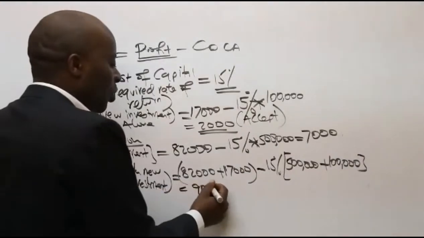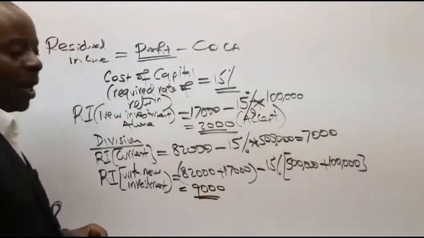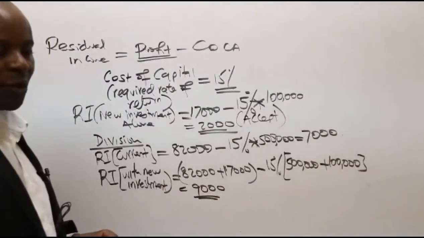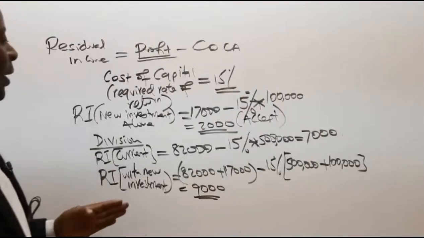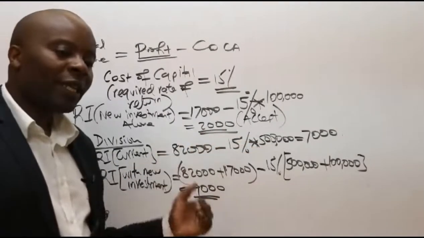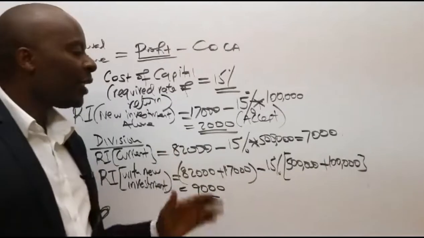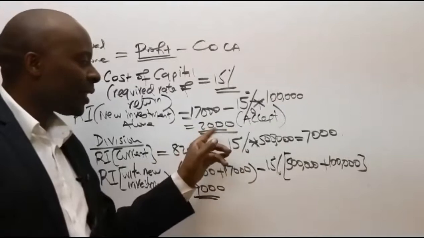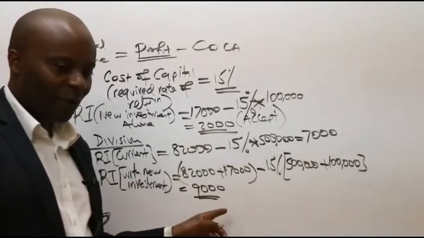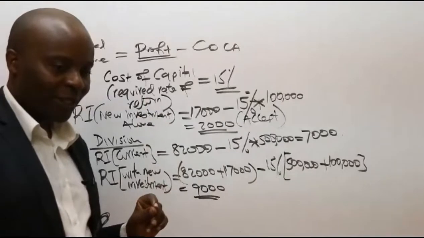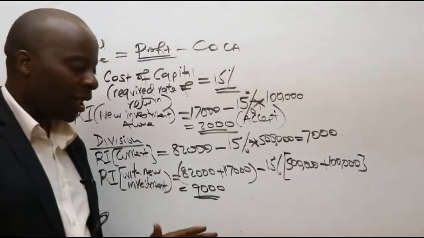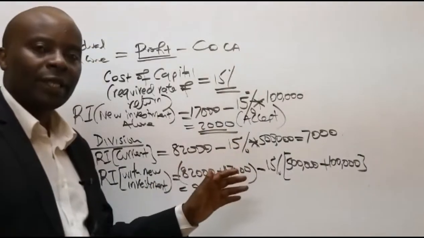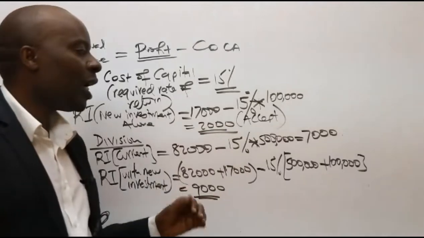So, what is your take on this new project? Is it good or bad? It is good, because the residual income is growing. If you are keen enough, you must have discovered that our residual income has grown from 7,000 to 9,000, a difference of 2,000. That is why we love residual income: its decisions are always congruent.